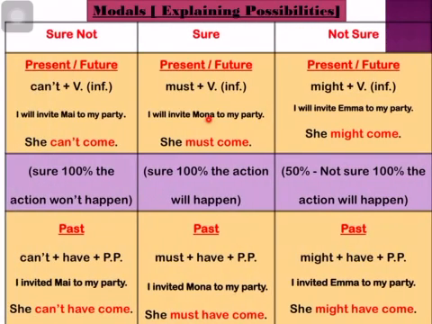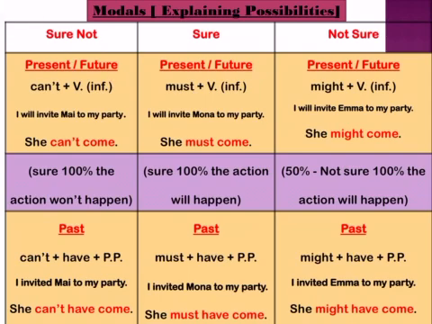When I decided to invite Mona, I was sure 100% she will come. So, I'm sure 100% the action will happen. But when you are not sure, it means that you are 50% sure the action might happen, the action might not happen. What are the modals that we use to express sure not?